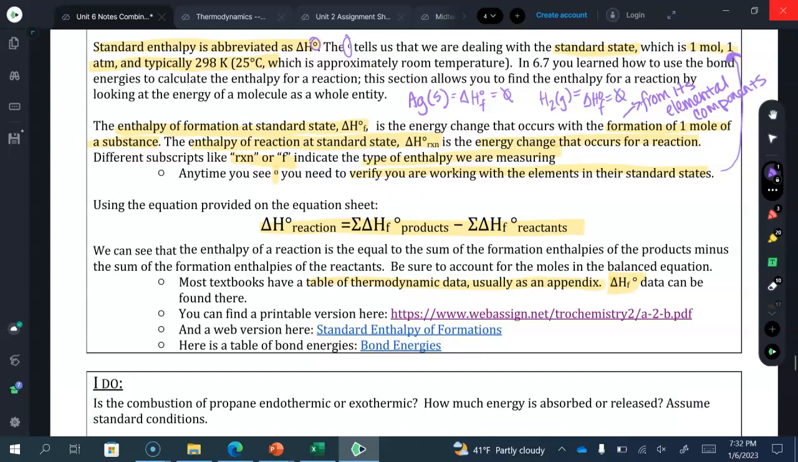So when we look at a compound's enthalpy of formation, it is from its elemental components, because that is how they exist in their most rudimentary, smallest, simplest form in nature. Okay, so the enthalpy of reaction at standard state, or delta H of reaction, is the enthalpy change that occurs for a reaction. The different subscripts like RXN or F indicate the type of enthalpy you're working with, so pay attention. Anytime you see the standard notation, you need to make sure you are working with elements in their standard state.